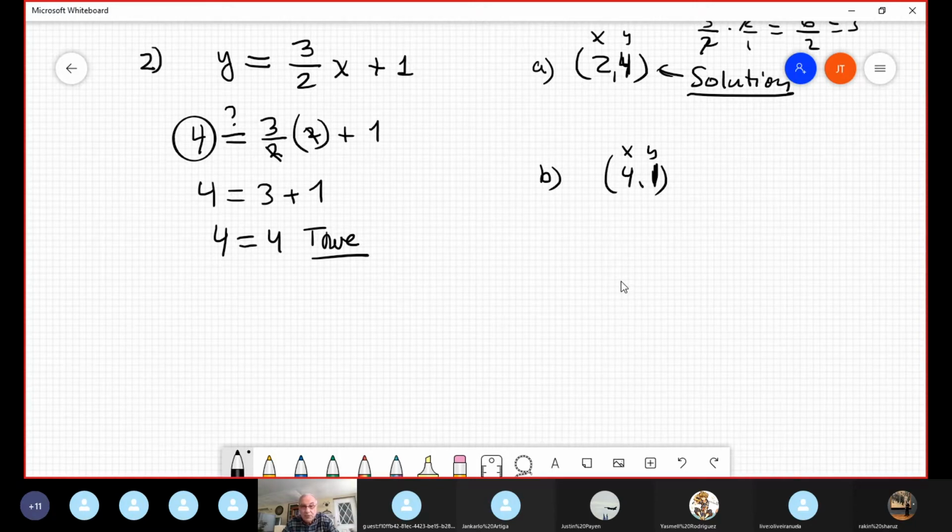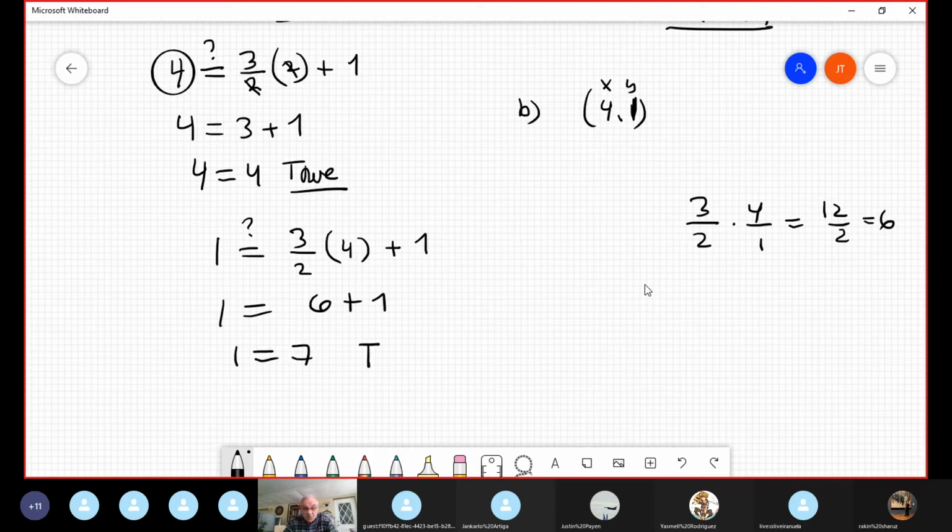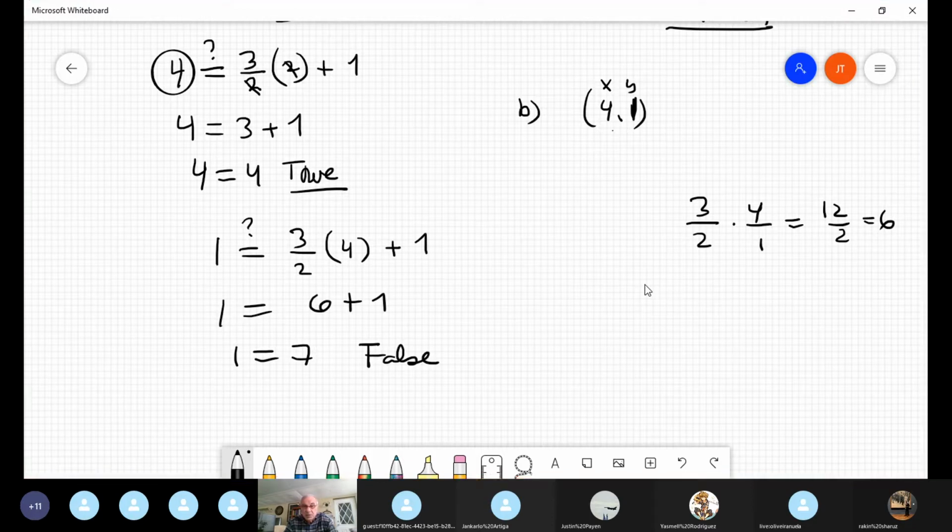Again, the same equation, but a different point. So, y1 on the extreme left, 3/2 multiplied by 4, plus 1. I claim this. I'm not sure if it's true or false. So this is 3/2 times 4/1. This is 12/2, it's 6. The left side is 6, and the right side is 6 plus 1, which is 7. This statement is completely false. So this point is not a solution.